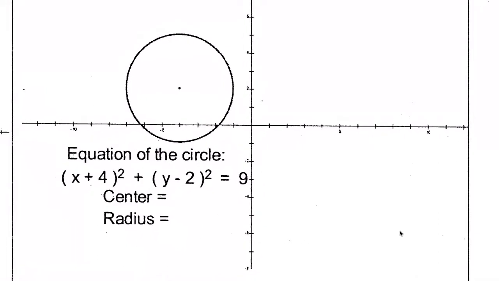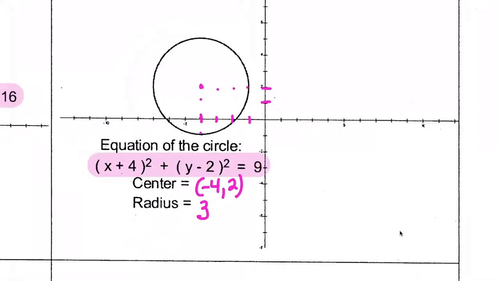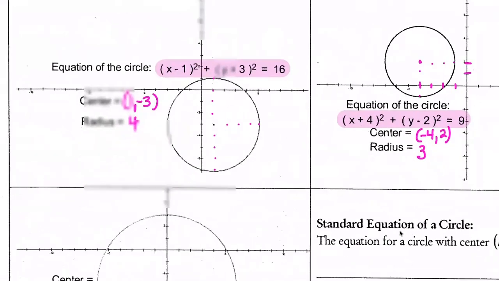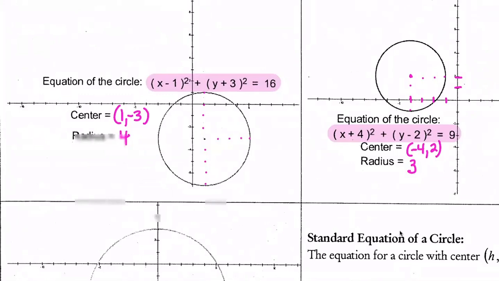For the second problem, here's the equation of the circle. Okay, the center appears to be at -4, 2. And the radius is 1, 2, 3. The radius is 3. Okay, so hopefully this is obvious what the pattern is here.